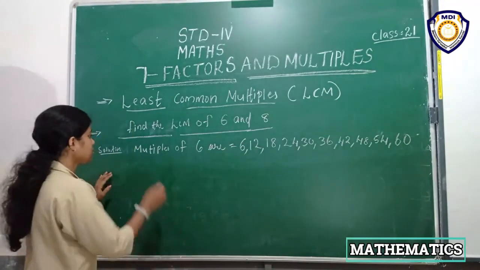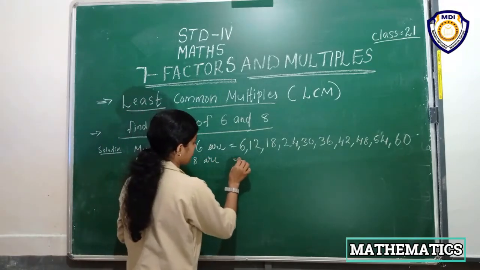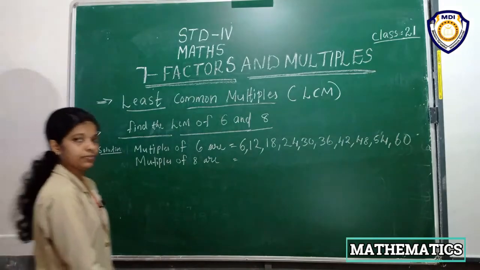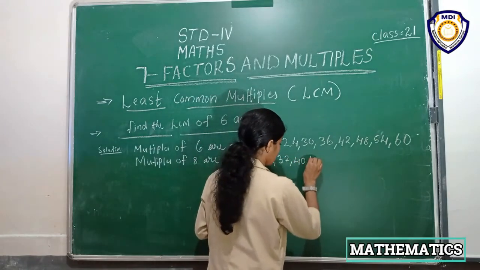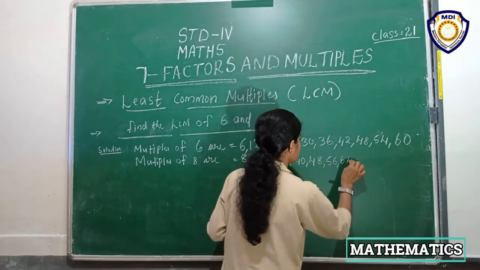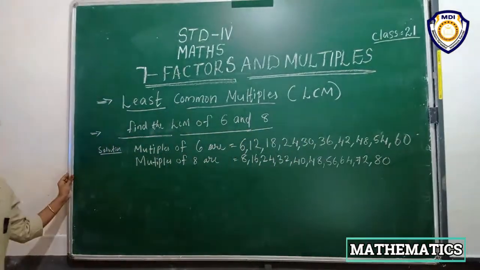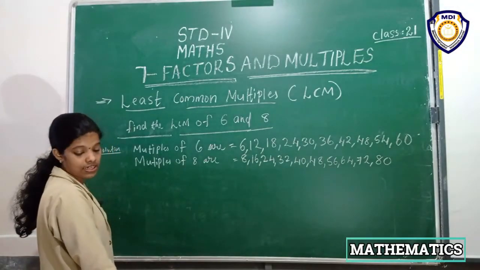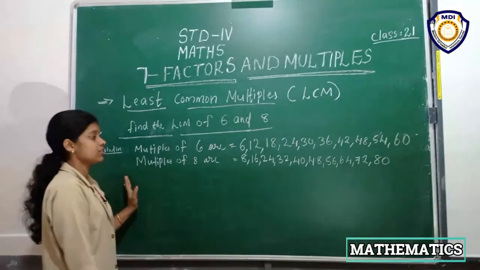Then we want the multiples of 8. Multiples of 8 are 8, 16, 24, 32, 40, 48, 56, 64, 72 and 80. This is the multiples of 8. Okay, write it.